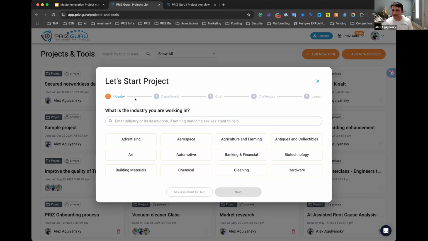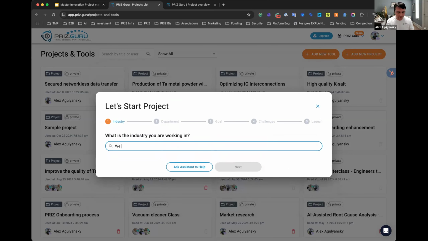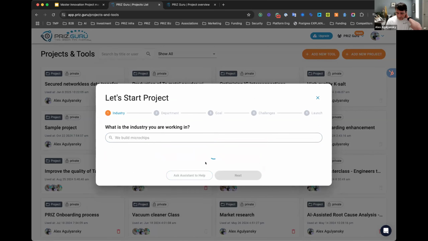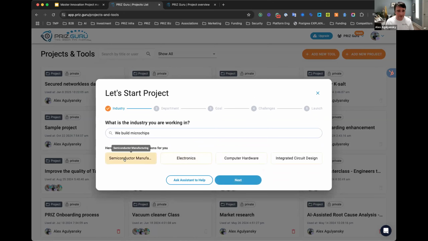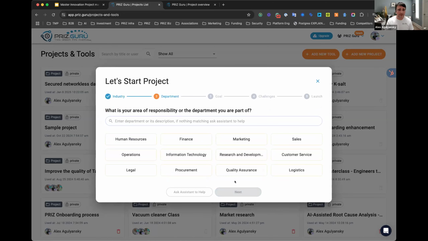So again, as I mentioned, it starts from the very beginning where we need to even define where we work. What industry are we in? Let's say we are in semiconductor manufacturing. Here, I don't have semiconductors, so I can ask a little bit of help here. We build microchips, and here you go, semiconductor manufacturing. So let's go with that. We can talk about quality assurance, so let's go with quality assurance.